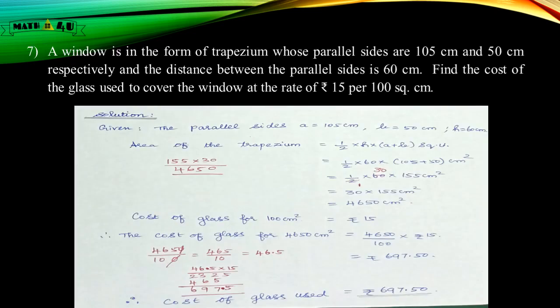A window is in the form of a trapezium, whose parallel sides are 105 centimeter and 50 centimeter respectively, and the distance between the parallel sides is 60 centimeter. Find the cost of the glass used to cover the window at the rate of rupees 15 per 100 square centimeter. Here, like the previous sum, we want to find the area and then we have to find the cost. But here the cost of glass is given for 100 centimeter square, that you have to remember.